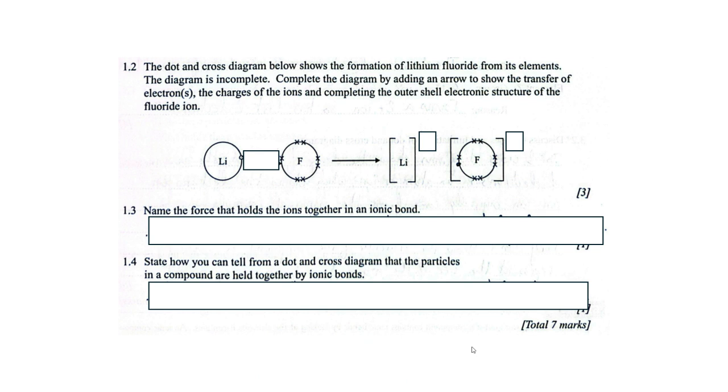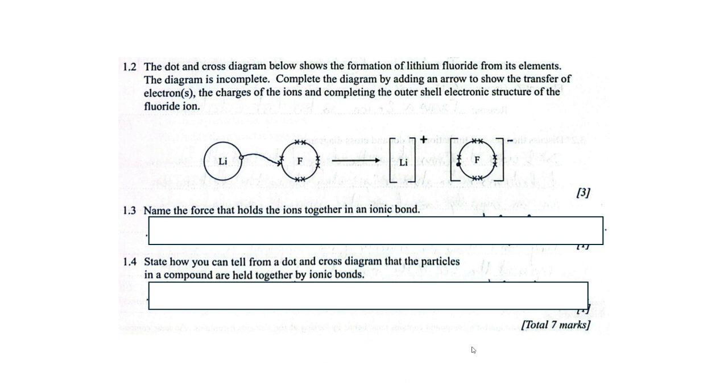The dot and cross diagram below shows the formation of lithium fluoride from its elements, so lithium and fluorine. The diagram is incomplete. Complete the diagram by adding an arrow to show the transfer of electrons, the charges of the ions, and completing the outer electronic structure of the fluoride ion. So the electron is going to be transferred from lithium to fluorine. Lithium is going to lose an electron, forming Li+. Fluorine has gained that electron, forming F-. Okay. Make sure when you represent the electronic structure, you use crosses for one element, dots for the other.